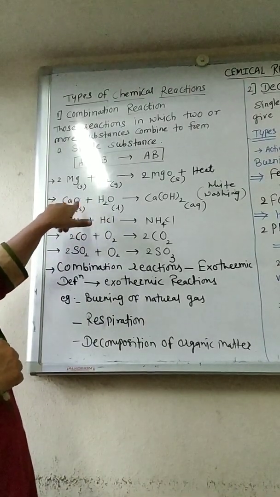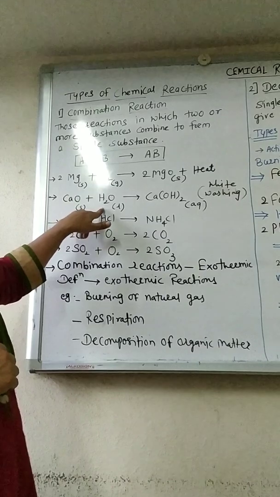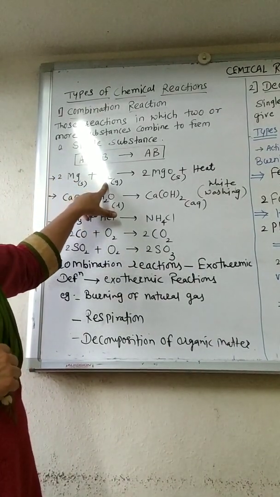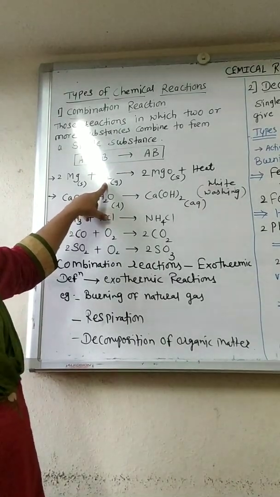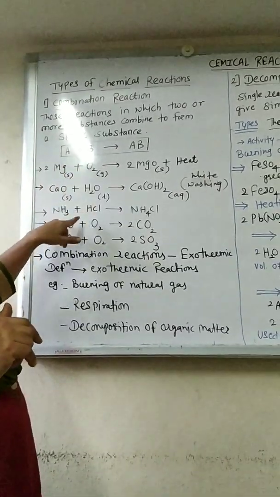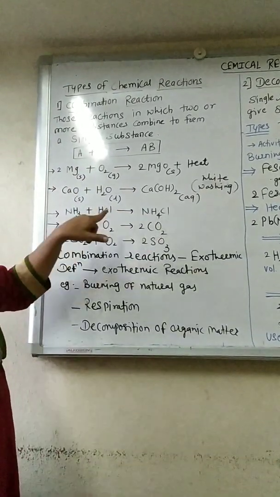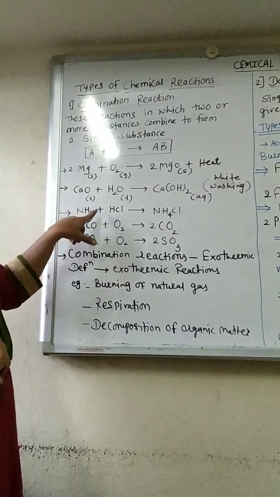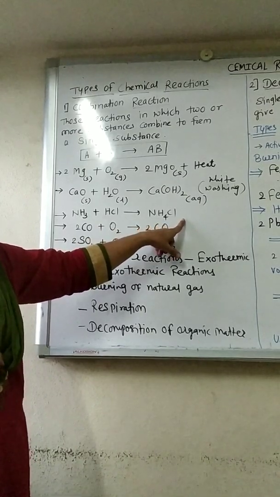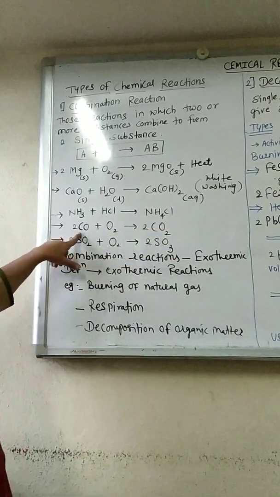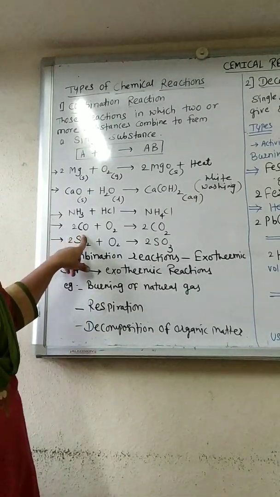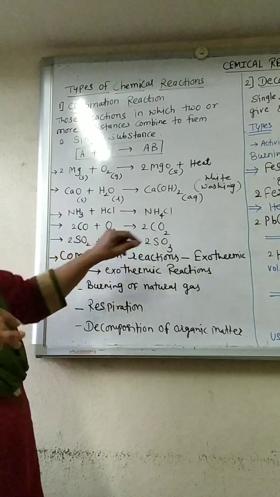In this reaction, calcium oxide and water both are compounds, and in the first reaction, Mg and O2, both are elements. It means a combination reaction can take place between two elements, or between two compounds, right? Another example for two compounds is NH3, ammonia, plus HCl gives NH4Cl, that is ammonium chloride. Then one compound and one element can also react with each other to form a single compound.